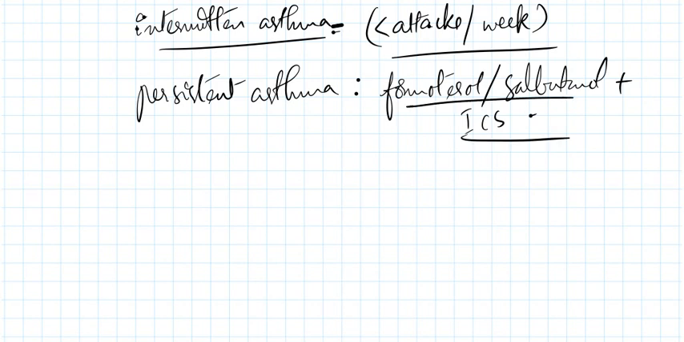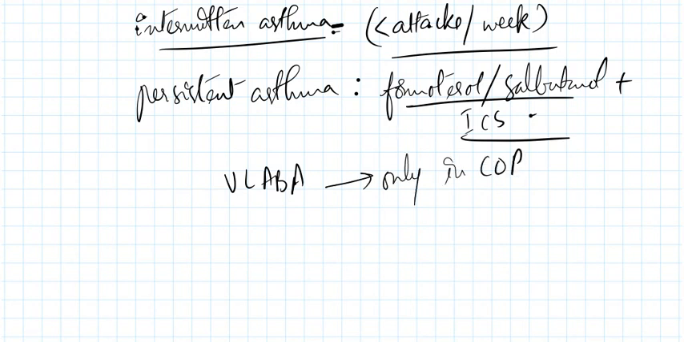Very long acting beta agonists are not used in asthma. What are these very long acting beta agonists? Olodaterol, vilanterol, carmoterol. They are only used in COPD. This is also one important point.